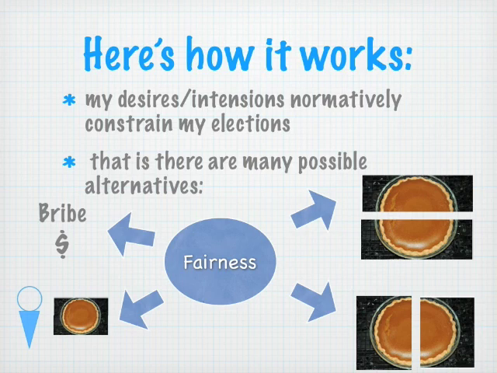I could bribe them off. I could say, you don't get any pie, but here's $5, go away. Or I could go out and find an ice cream cone and give one kid an ice cream cone and one kid a pie. Or I could cut the pie in half vertically or horizontally, right? There's always many possible alternatives. Okay, now how do we elect among these?